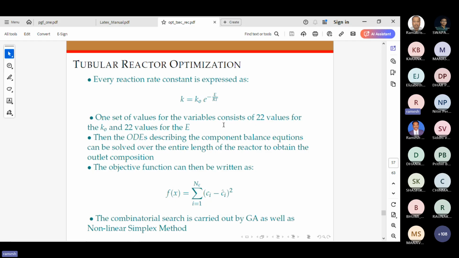So one chromosome will have X1, X2, and so on. You make a large population, feed it into the reactor model, and find the minimum of this sum, which is a least squares problem. We solved this using both GA as well as what is known as the nonlinear simplex method, which is a nonlinear deterministic method. So these two methods were used.